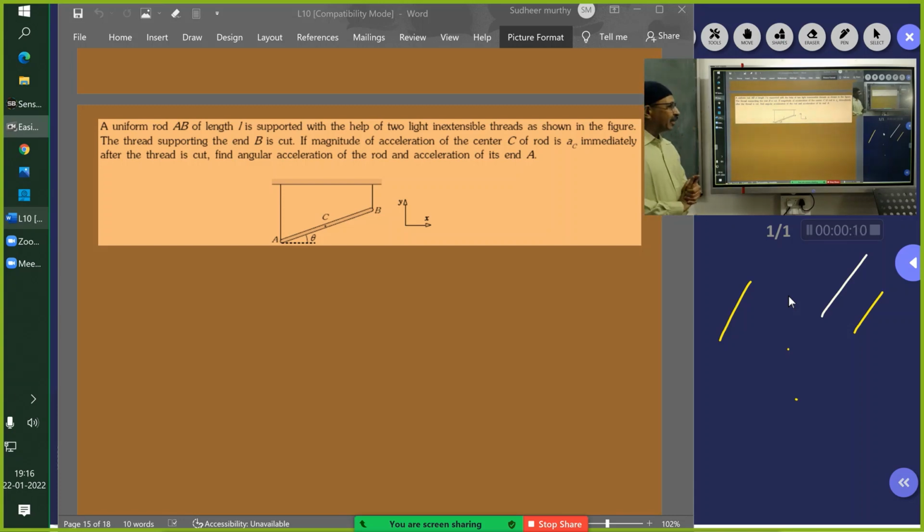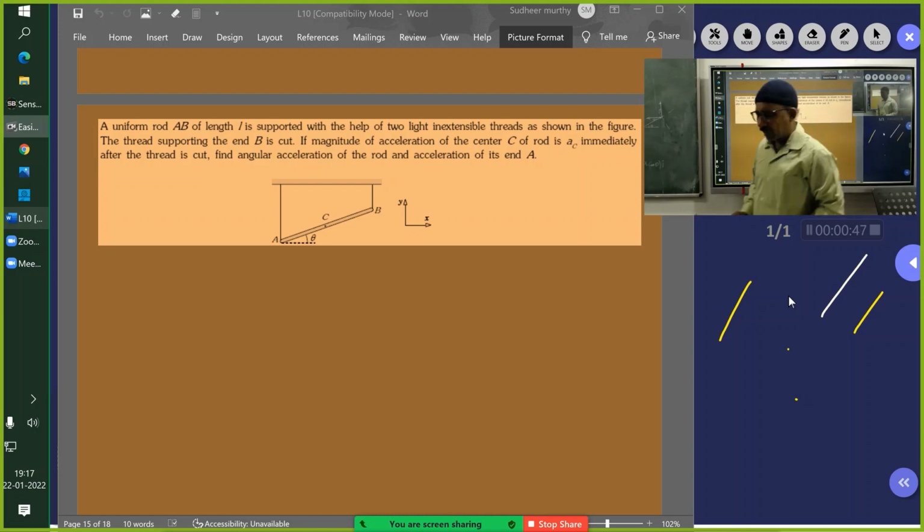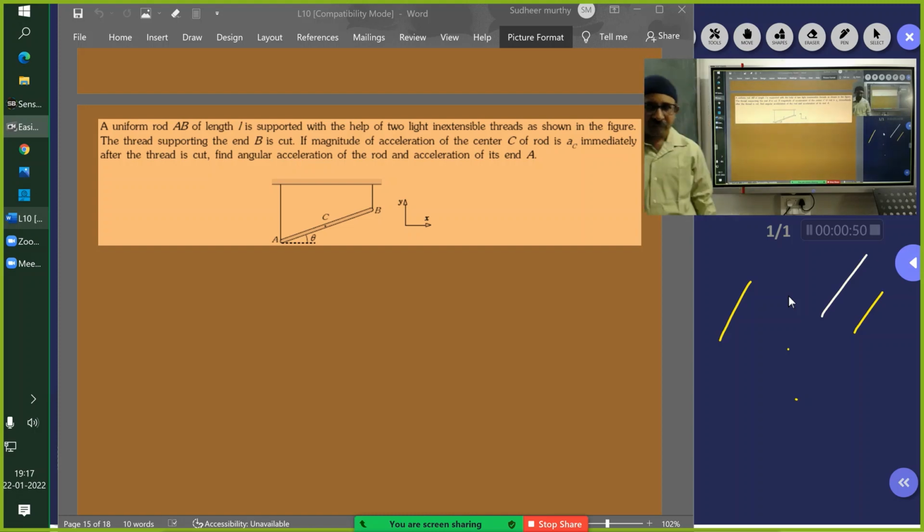This rod is hung by two strings. See the center of the rod, it is a uniform rod. The string B is cut. And they said the magnitude of the acceleration of the center C of the rod is AC. Find the angular acceleration of the rod and the acceleration of its end A. First try to understand the mechanism here, then things will become clearer.